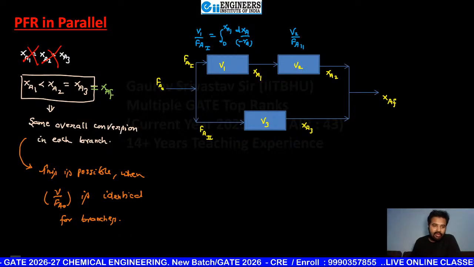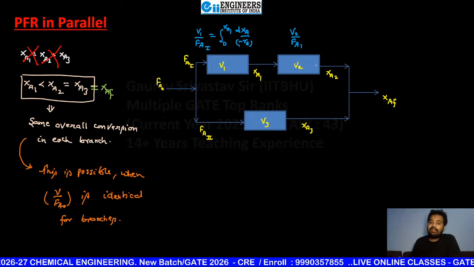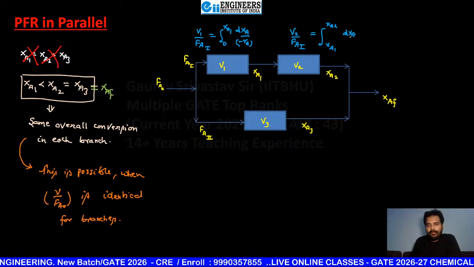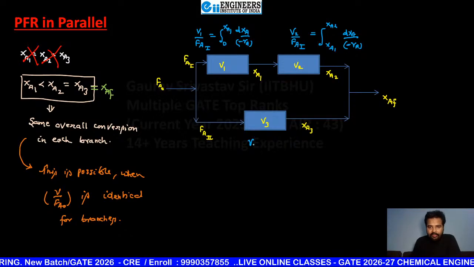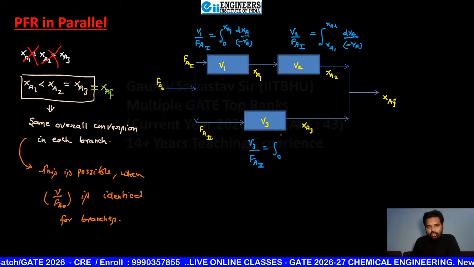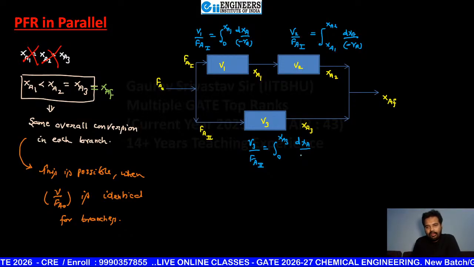Is it FA2? No. Same, you have to write FA1, because again the conversion that you are writing is in accumulated manner. वो accumulated manner में है. But the limit now is xa1 to xa2, dxa by minus r. And here it's V3 by FA Roman number second, that equals 0 to xa3 dxa by minus r.